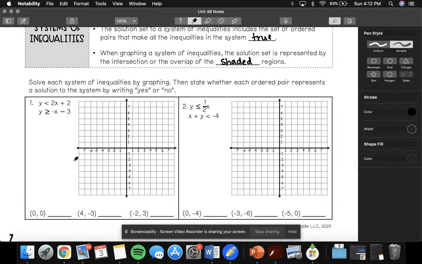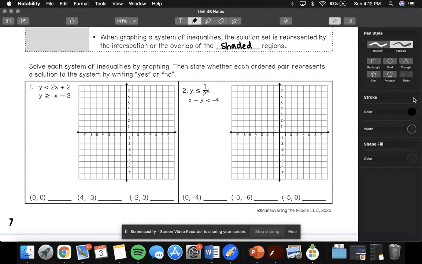Solve each system of inequalities by graphing, then state whether each ordered pair represents a solution to the system by writing yes or no. I'm going to show you 2 different ways of doing this. You'll probably like the second way eventually, but at the beginning you might like the first way just to visualize what we're doing. We have 2 inequalities, so we're just going to graph both of them. y is less than 2x plus 2, and y is greater than or equal to negative x minus 3.